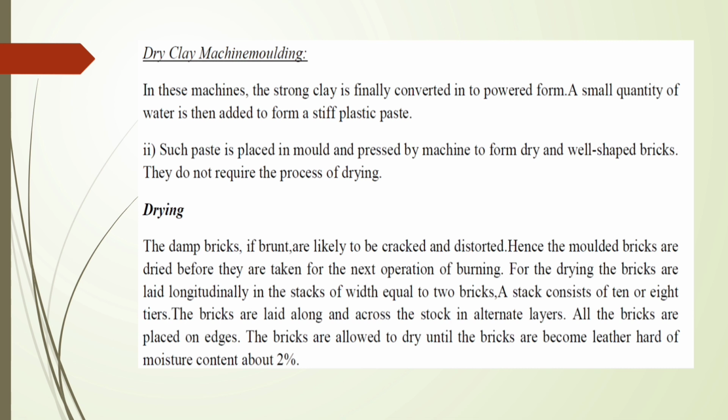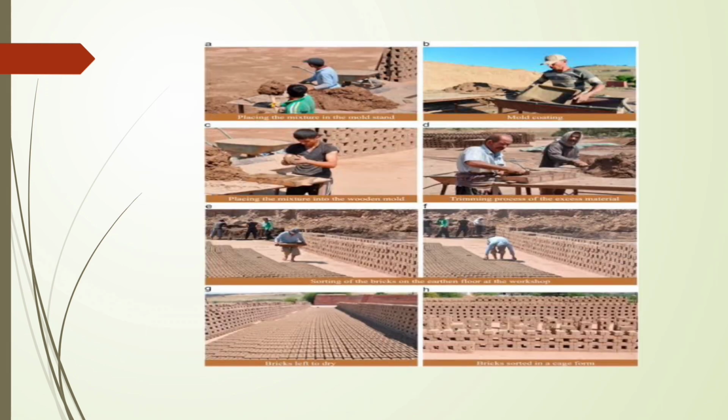For the drying, the bricks are laid longitudinally in stacks of a width equal to 2 bricks. A stack consists of 10 or 8 tiers. The bricks are laid along and across the stack in alternate layers, while the bricks are placed on edge. The bricks are allowed to dry until they become leather hard, with moisture content of about 2%. This is the figure.